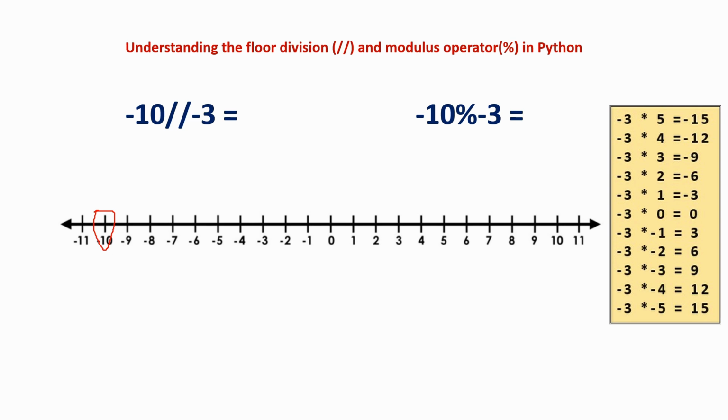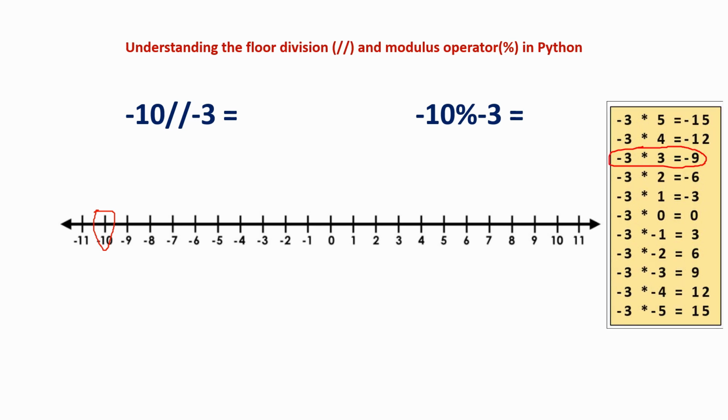So minus 3, if we multiply 0, I get 0, then 1, it is minus 3, 2, minus 6, 3, minus 9. Again here we need to stop at a value which is not lesser than minus 10, but just bigger than minus 10. Now it is minus 3 into 3 is minus 9. So we stop here, right? So what is that value? 3. So here it is 3, right?